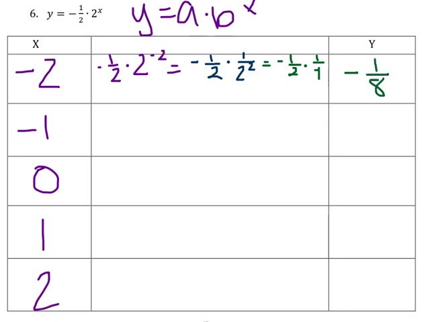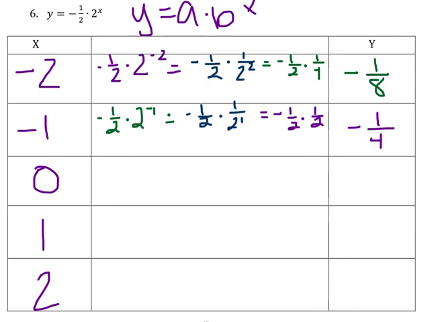We'll keep on going. -1/2 times 2 to the -1 power. That is like saying -1/2 times 1 over 2 to the 1 power, which again, 2 to the first power is just 2, so we have -1/2 times 1/2, and that's -1/4.